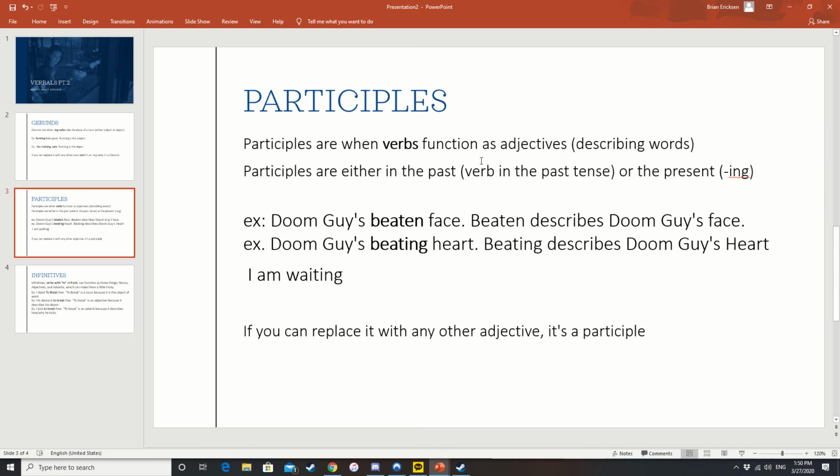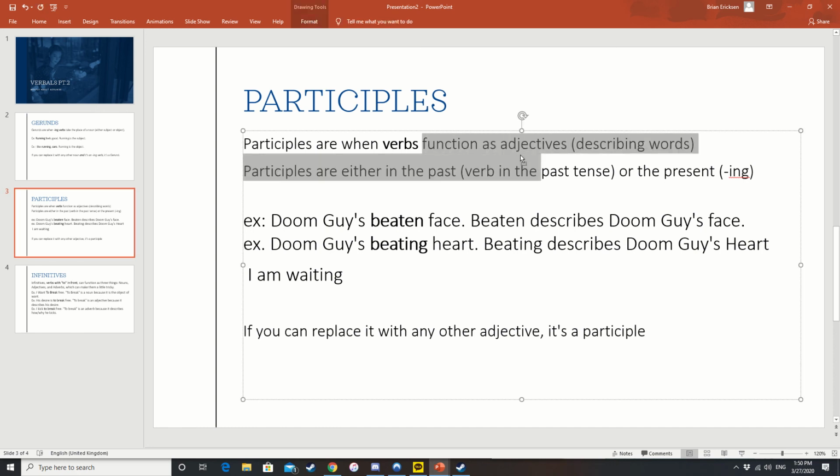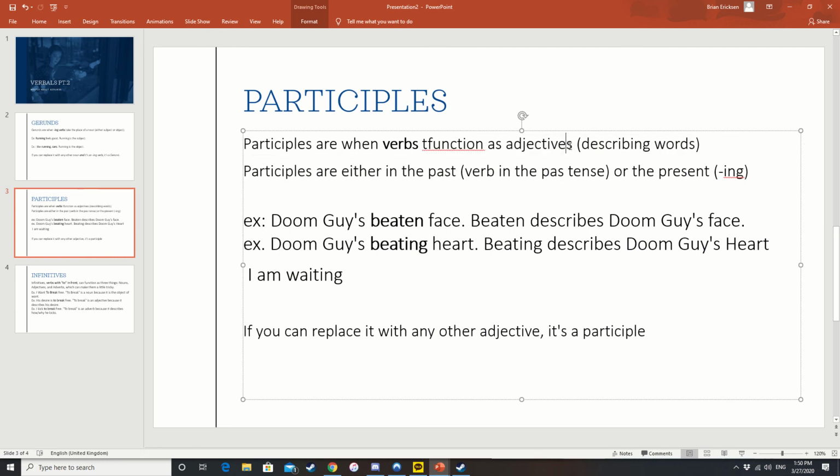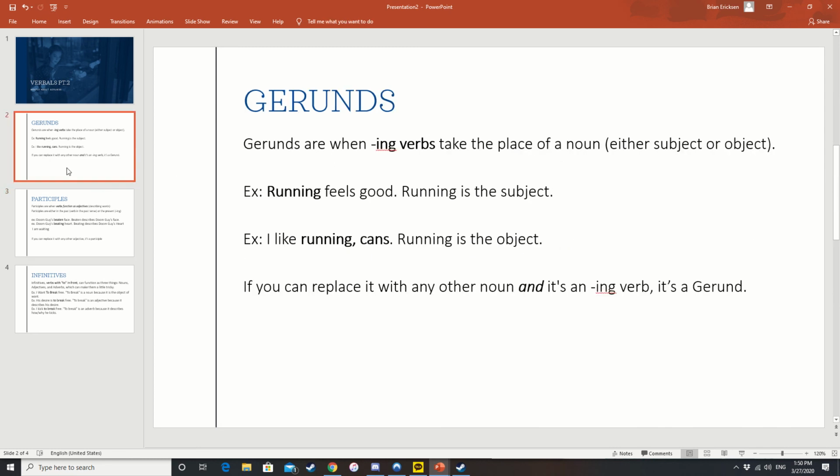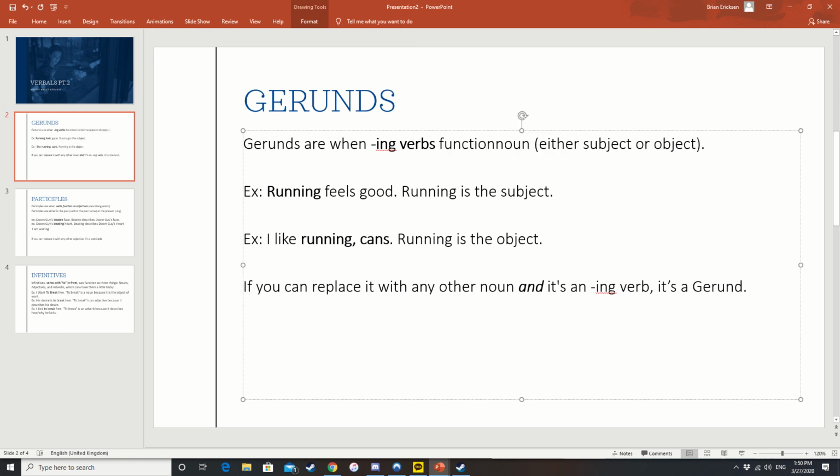Participles are either past tense verbs or ing verbs that function as adjectives. Okay? Again, I'll say it one more time. If they describe a thing, that makes them a participle. Oh, excuse me. And we're going to change that to what it should be.